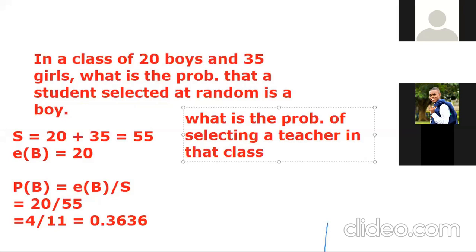Sandra also says 0. That's nice, Sandra. The probability of picking a teacher in that class is 0 because you aren't giving a teacher in the class. You are giving 20 boys and 30. I like it. My guys are good. So there wasn't any teacher in that class at that moment. So the probability of selecting a teacher in that class is 0.